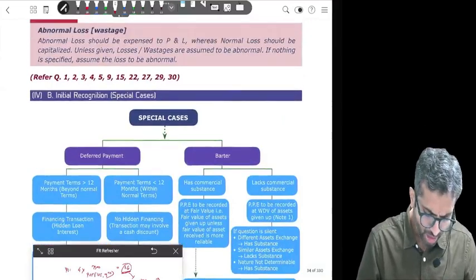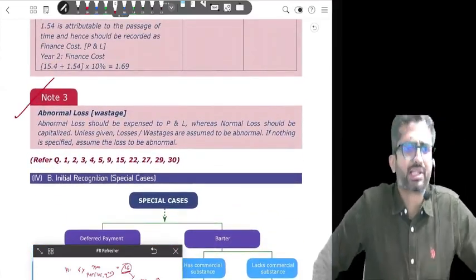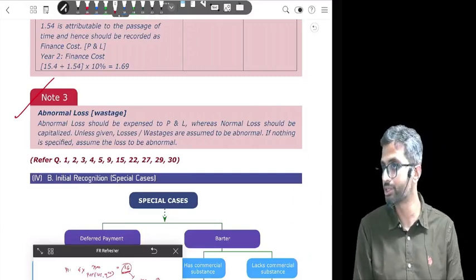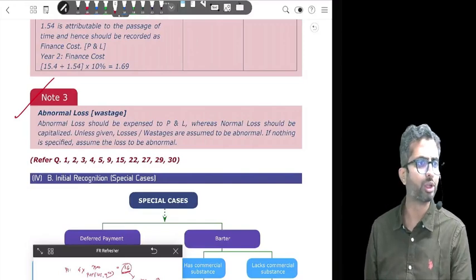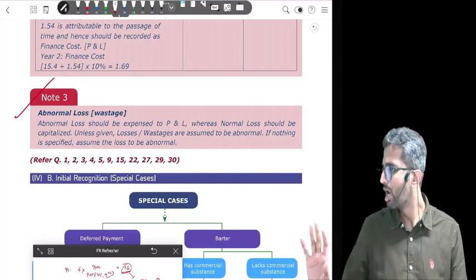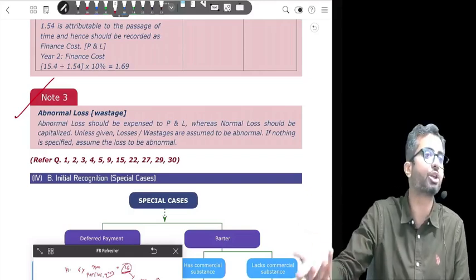Okay, fair enough. Now a few other things like your generally accepted accounting practices tell you that losses, if there's a normal loss, what do you do with normal loss? Do you understand the difference between normal and abnormal loss? Normal loss is a loss which happens in the ordinary course.